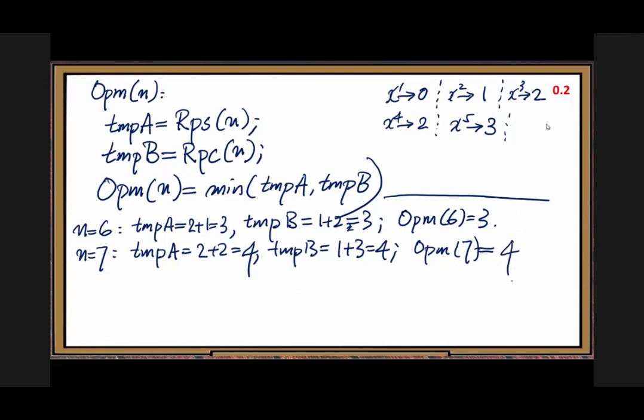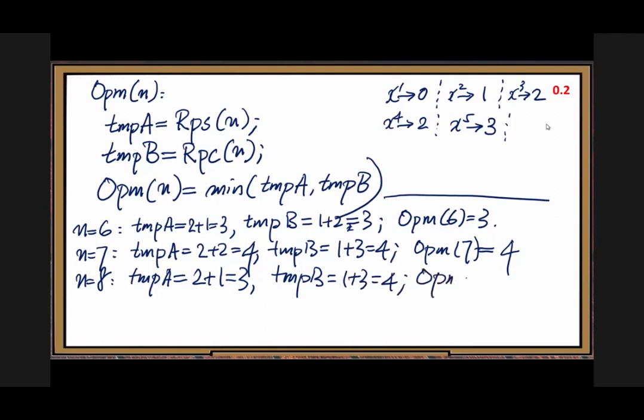All right, good. Then n equals 8. Temp A, half of 8 is 4. 4 is 2. 2 plus 1. This time 2 plus 1 equals 3. Temp B, mod 3, remainder 2. 8 divided by 3 is 2. So 2, that's 1. 1 plus 3 equals 4. The smaller one is 3. op of 8 equals 3. Okay? 2 more to go, 9 and 10.